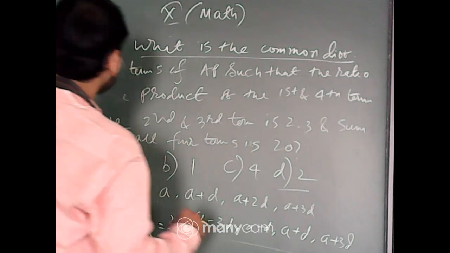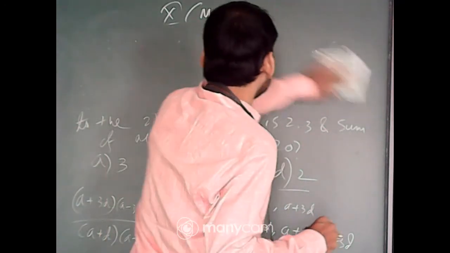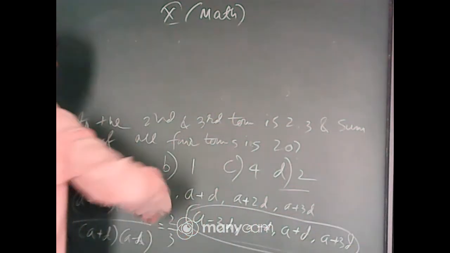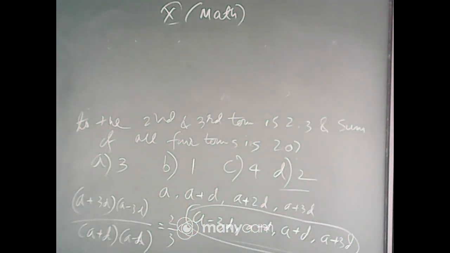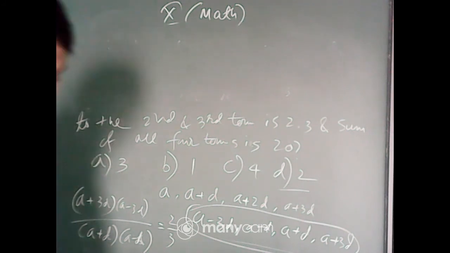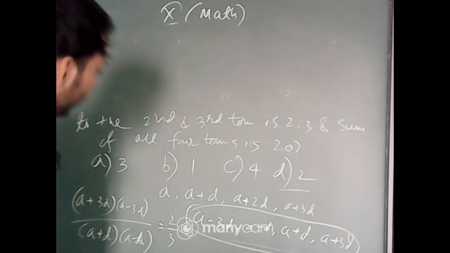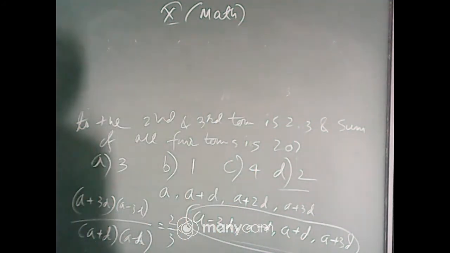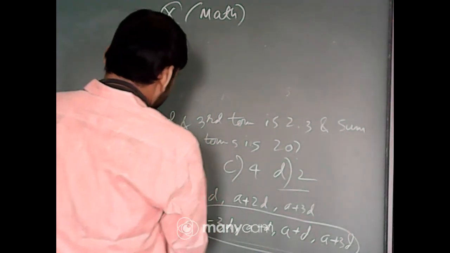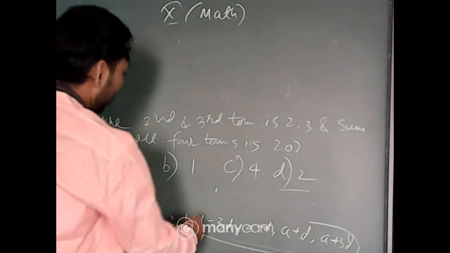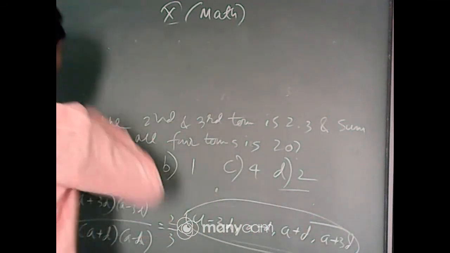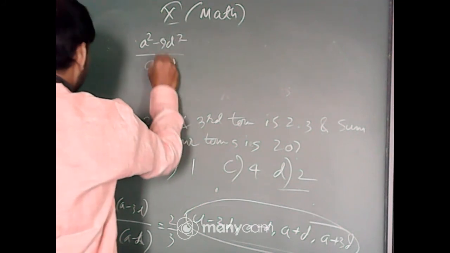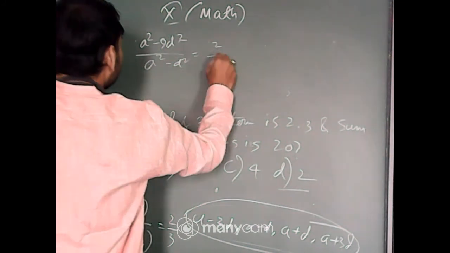I am erasing the question. You just take it in this way: A minus 3D, A minus D, A plus D, A plus 3D. Yes, A equals to 5. From here we get A equals to 5 because the sum is 20, so A equals to 5. Just I am erasing this one. Just take it in this way. So here A square minus 9D square by A square minus D square equals to 2 by 3.